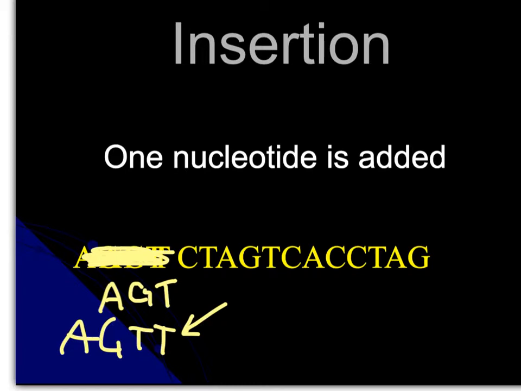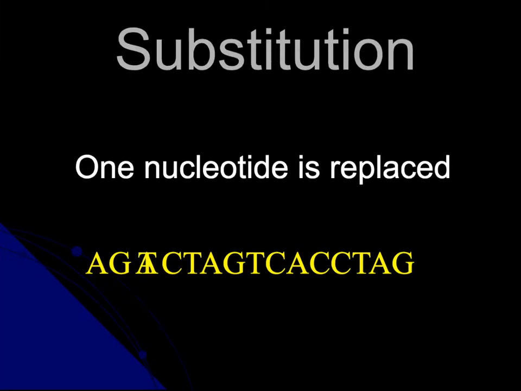Now, another way you can have a mistake in your DNA is substitution. And its name would probably suggest to you that one nucleotide is replaced. So in this case, imagine you start with a T here, but then that is replaced with an A.